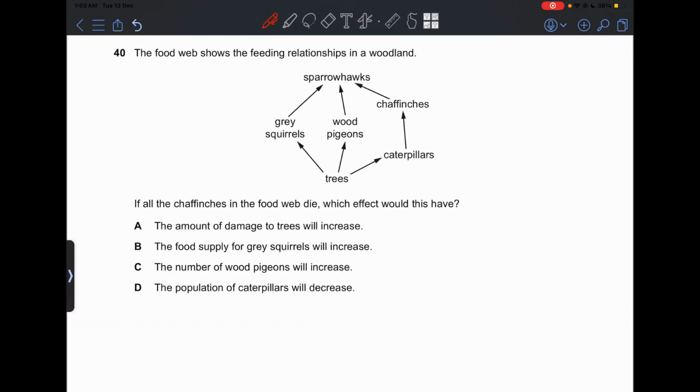40. The food web shows the feeding relationships in a woodland. If a specific species in the food web dies, which effect would this have? So over here they're talking about this species. If it dies, then let's see what will happen. A says the amount of damage to the trees will increase. So actually, if this one dies, then there will be more caterpillars because its predator has died, and so fewer caterpillars will be eaten. So this will cause more caterpillars to eat the trees, and there will be more damage done. So our answer is going to be A.